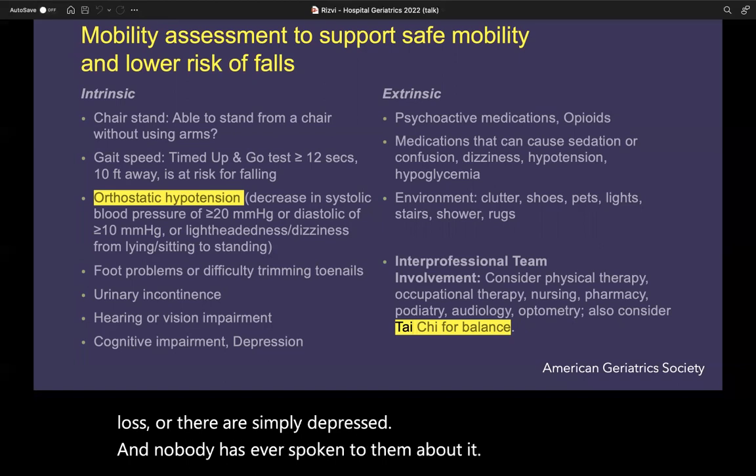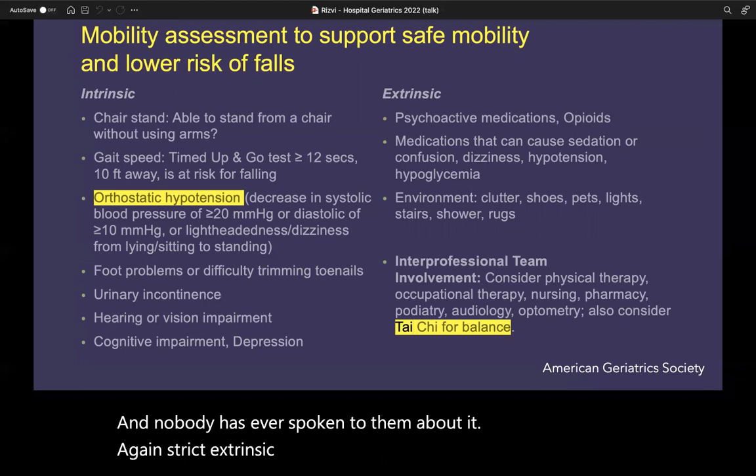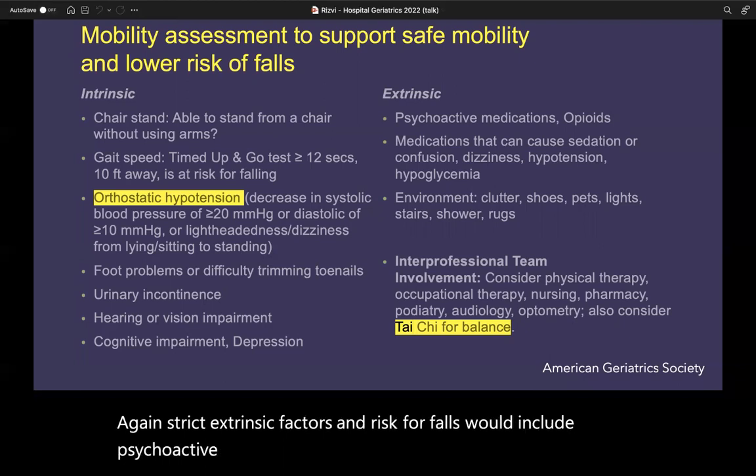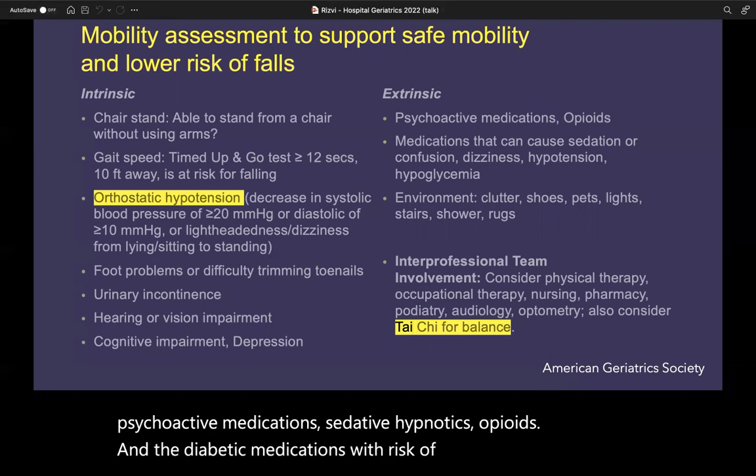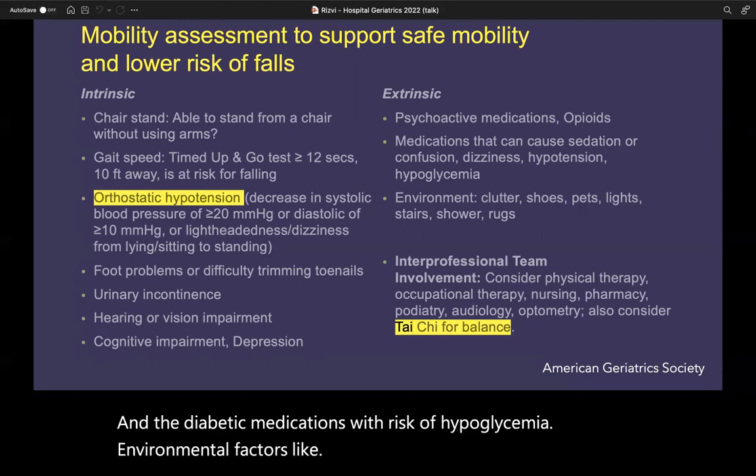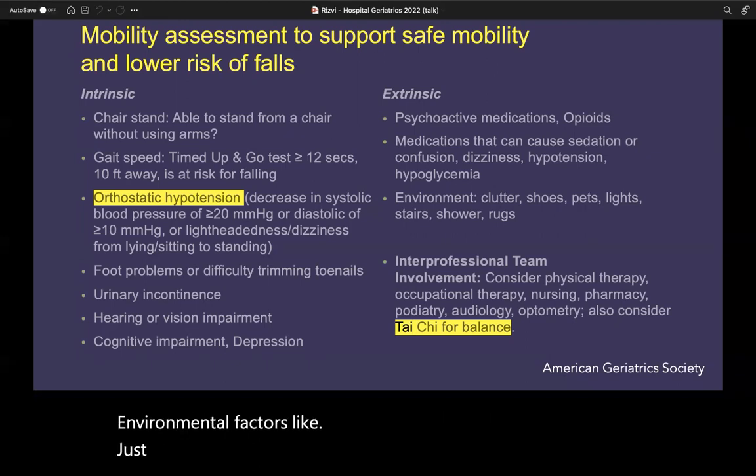Again, extrinsic factors and risk for falls would include psychoactive medications, sedative hypnotics, opioids, anti-diabetic medications with risk of hypoglycemia, and environmental factors like just clutter, shoes, stairs, rugs laying around the house.